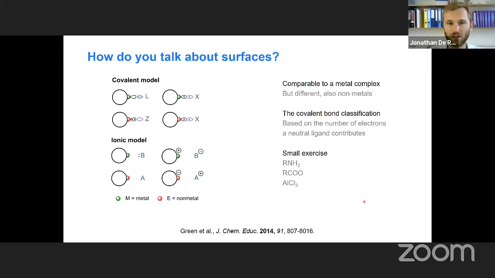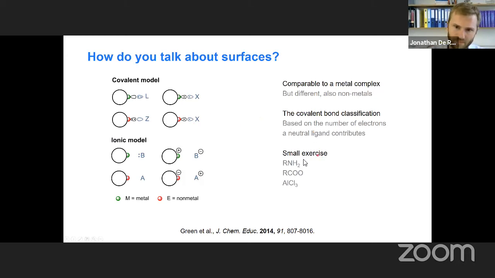One is the covalent model that assumes that every nanocrystal-ligand bond is a covalent bond, a two-center, two-electron bond. And then we classify ligands depending on where those electrons are coming from. So if the ligand is donating two electrons, we call that an L-type ligand. If the ligand is donating zero electrons, we call that a Z-type ligand. If it is donating one electron, we call it an X-type ligand.